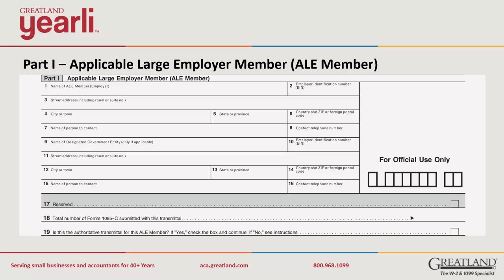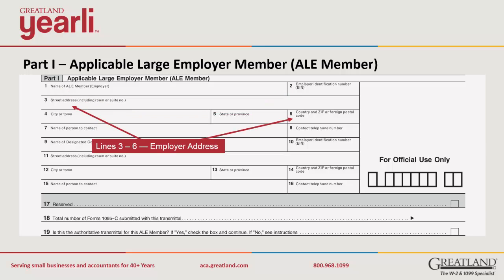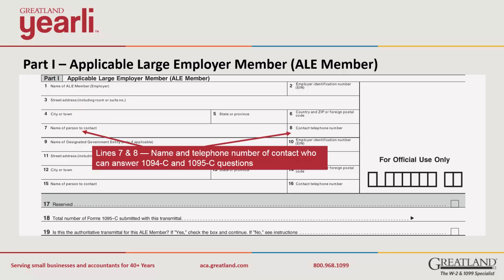Part 1 reports information about the applicable large employer, or ALE. On line 1, enter the name of the applicable large employer, and on line 2, enter its employer identification number. Lines 3 through 6 should include the employer's address. Enter on lines 7 and 8 the name and telephone number of a contact who can answer 1094-C and 1095-C questions.